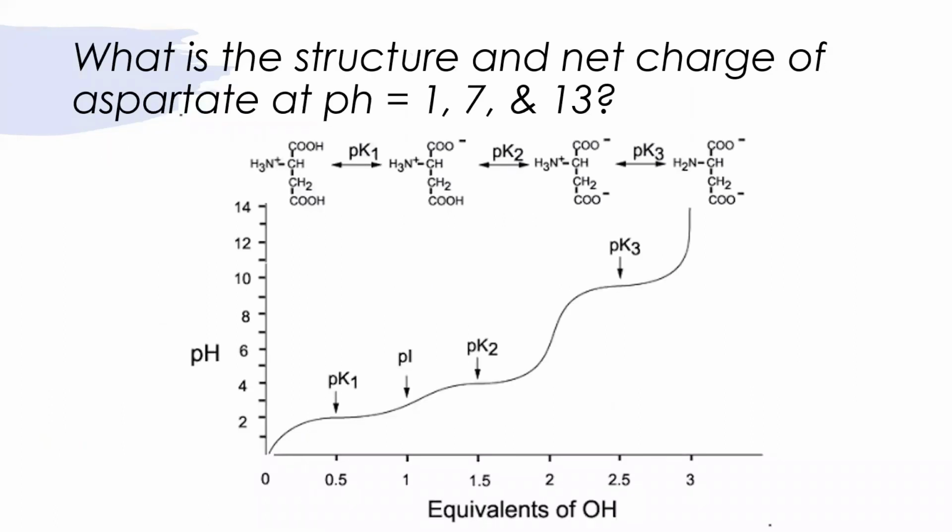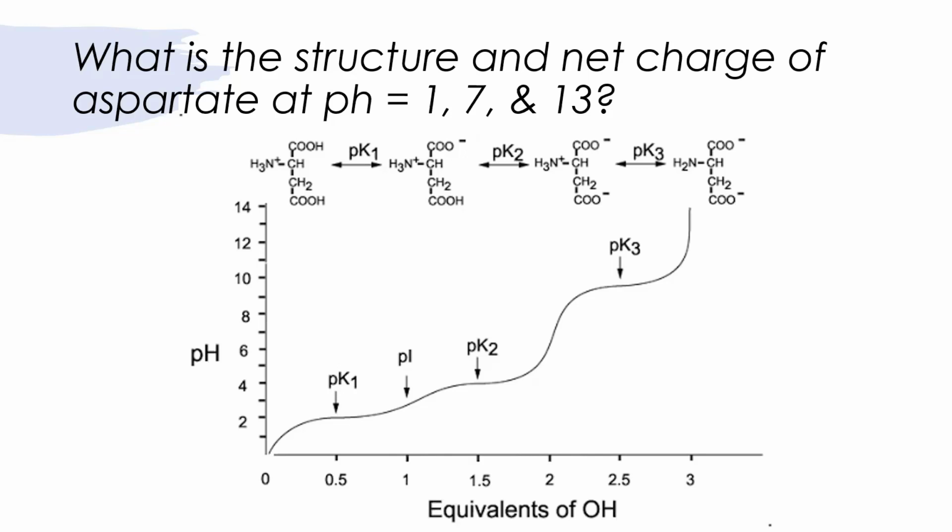All right, so here we're going to look at the structure and net charge of aspartate at 3 different pHs, 1, 7, and 13. The pK of its carboxyl group is 1.9. The pK of its amine group is 9.6. And the pK of its R group is 3.7. At a pH of 1, the amine, carboxyl, and R groups are all protonated because the pH is lower than the pKs for all of these groups.